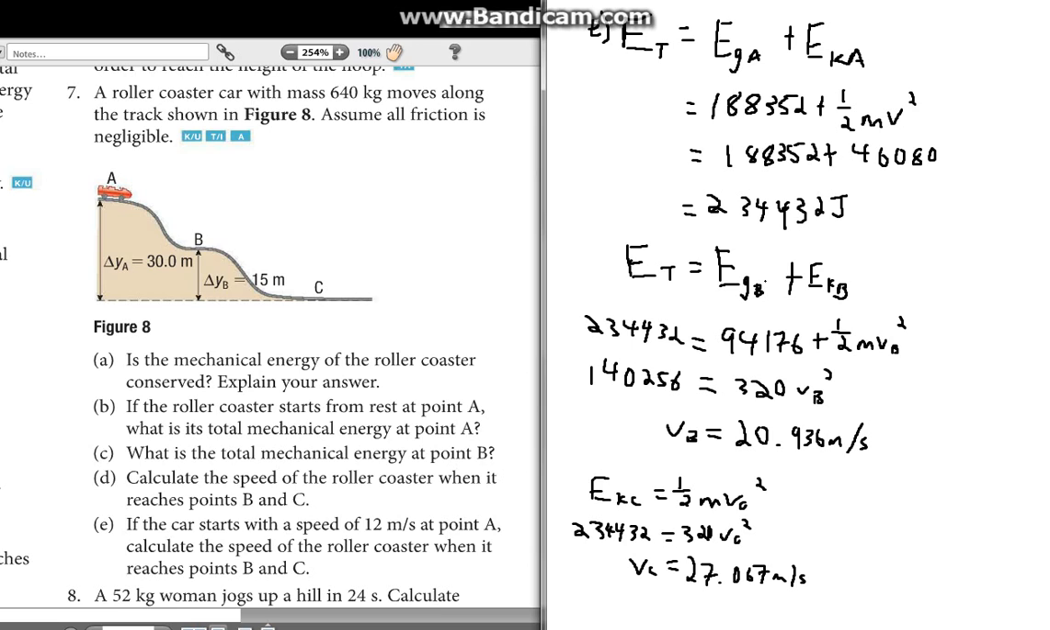To get to point B, you do the same thing you did in part D. So isolate for kinetic energy first, and then isolate for the velocity, and you get 20.936 meters per second. And then same thing with point C. Because there's 0 elevation, you'd only have kinetic energy, so just isolate for velocity and you'd get 27.067, and you're done.